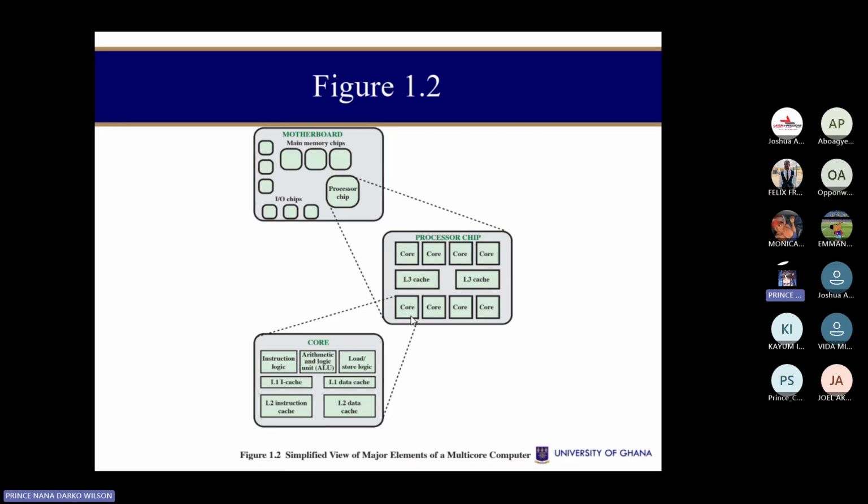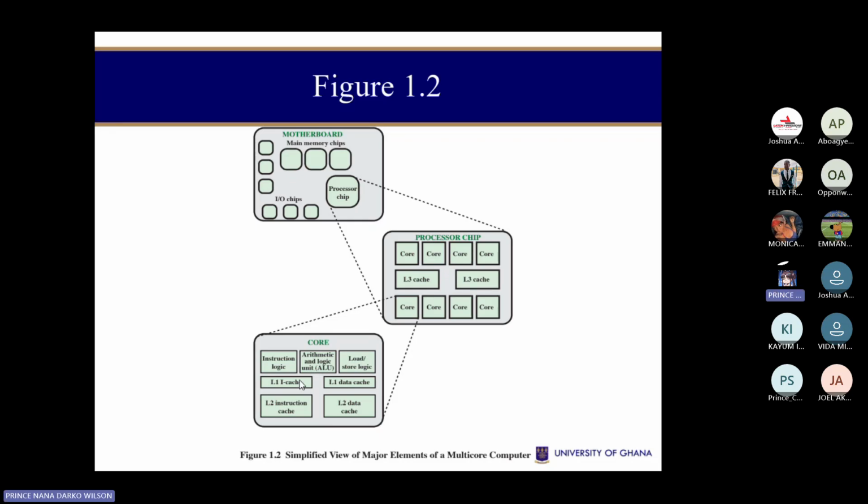And then it says if you take a single core and you zoom in on it, inside that single core, there is the instruction logic, arithmetic and logic units, and load and store logic. What does this look like? It looks just like the CPU, right? So the core is basically a CPU on its own, and this one has 8.